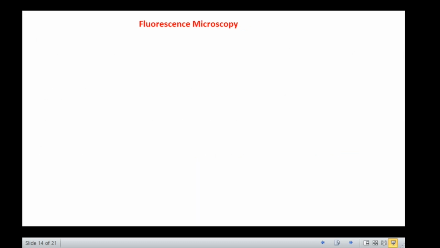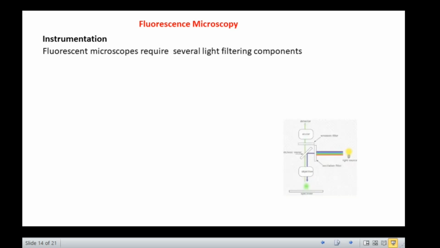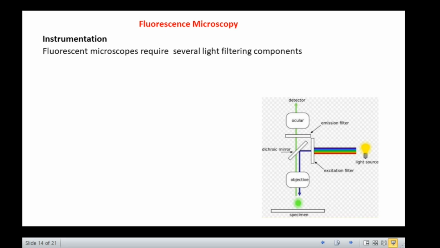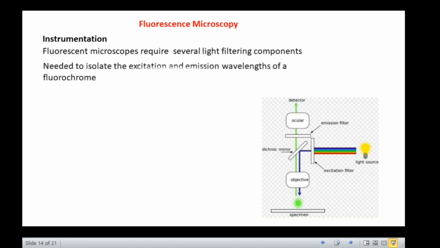Let us now talk about the instrumentation of the fluorescence microscope. Apart from the basic components which we have studied for other microscopes, fluorescent microscopes require several light filtering components. These specific filters are needed to isolate the excitation and emission wavelengths of a fluorochrome. The first filter is excitation filters.